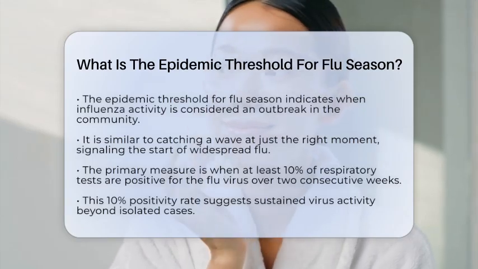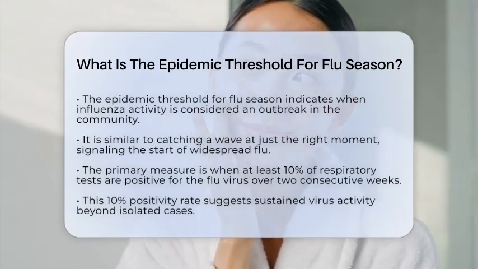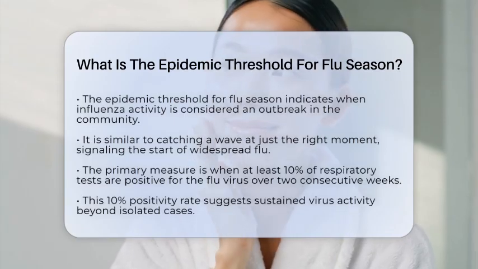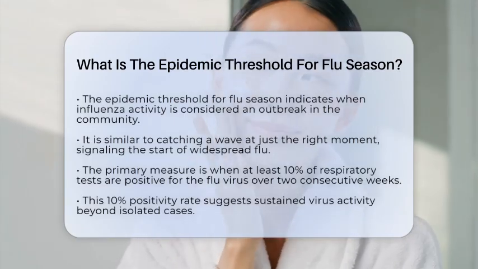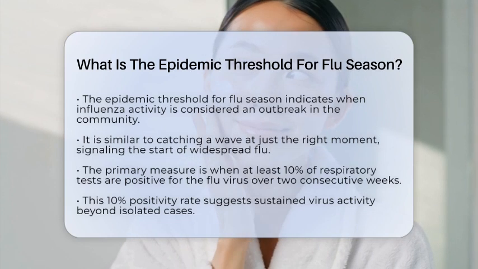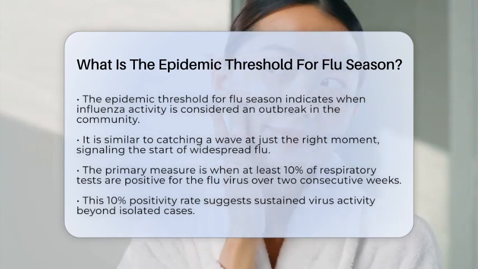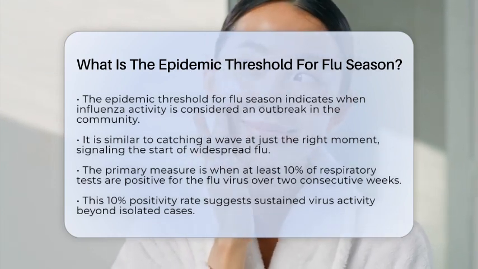The epidemic threshold for flu season is a specific point that signals when influenza activity has reached a level considered an outbreak in the community. It helps determine when the flu is spreading widely enough to be classified as an epidemic.